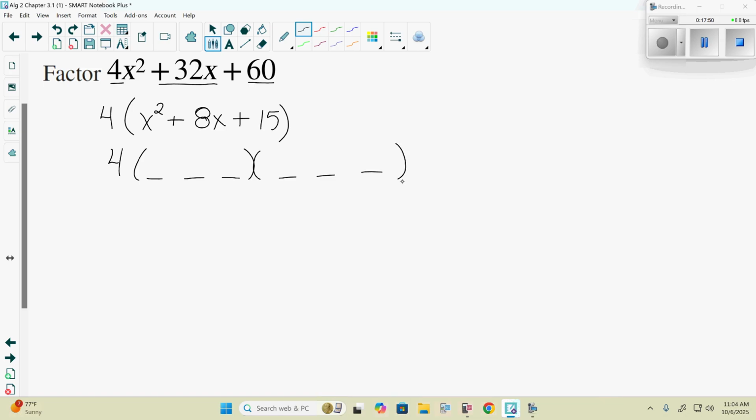So that means we can move on to step number 2, which is our 2 sets of parentheses with 3 spaces. Step number 3 is to find the sign. If the third term is positive, the signs are the same and match the sign of the middle term. If the third term is negative, our signs are opposite. So here the sign of the third term is positive. So the signs are the same and going to match the sign of the middle term, which is also positive. So we have plus and plus.